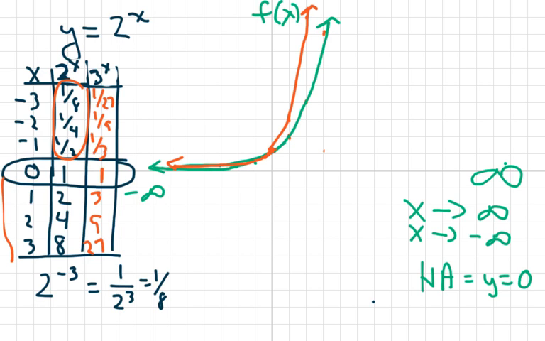4 to the x would even be closer in, right? It would be closer in, and 5 to the x. It gets closer and closer to the y-axis. So that's your graph of y equals 2 to the x.